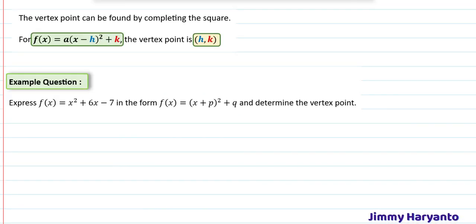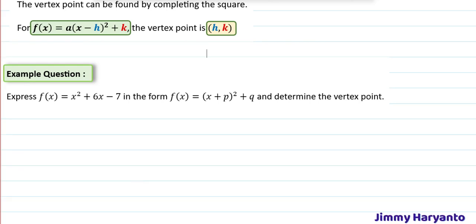And to find the vertex or the turning point, you can use these methods. You have to make the quadratic function into completing the square form, so you can get the vertex easily. Yeah, if you have f(x) equals a(x minus h) squared plus k, that means the vertex point is (h, k). I will explain these methods later in the example questions. Let's take a look at the example questions.